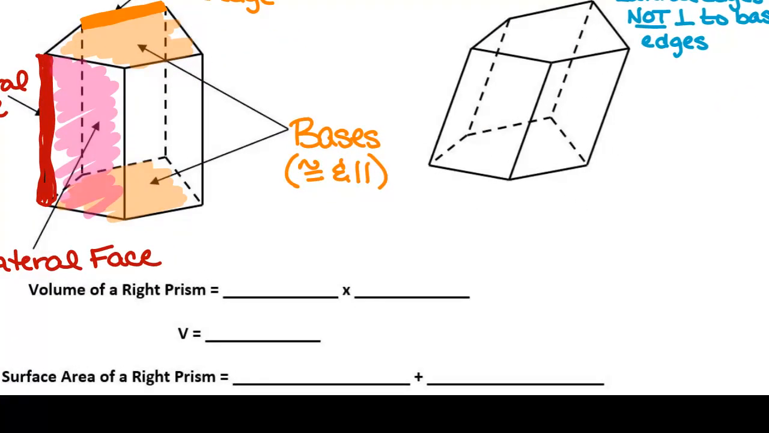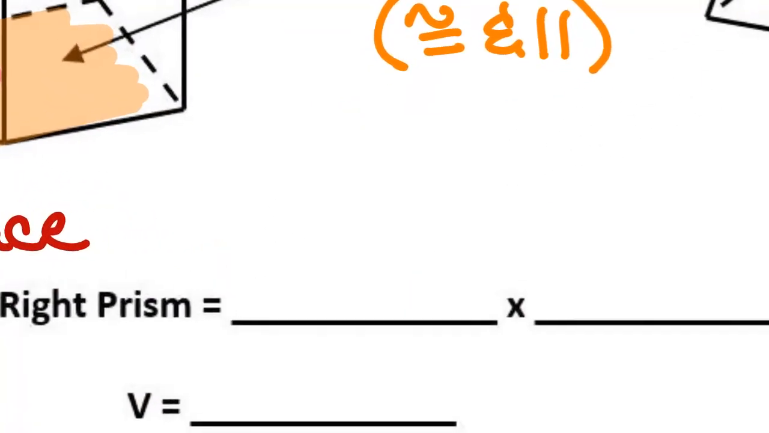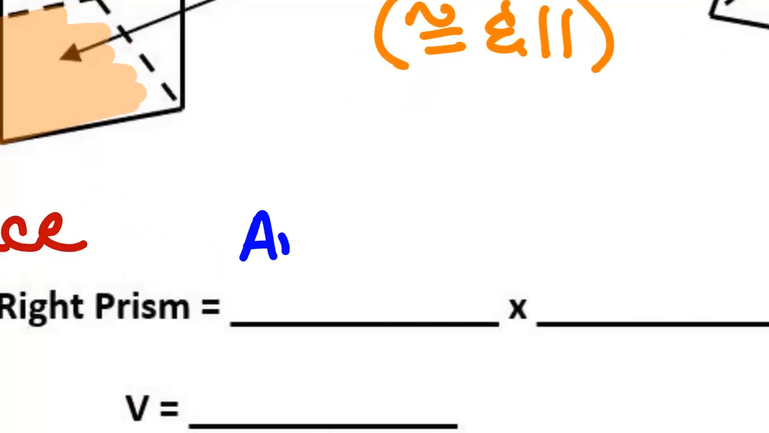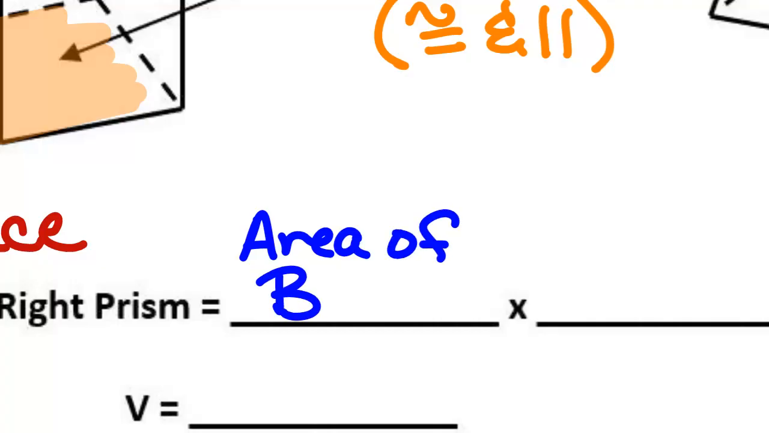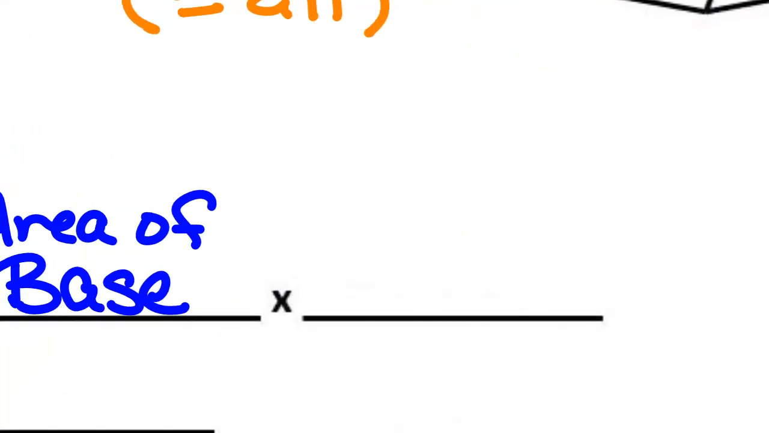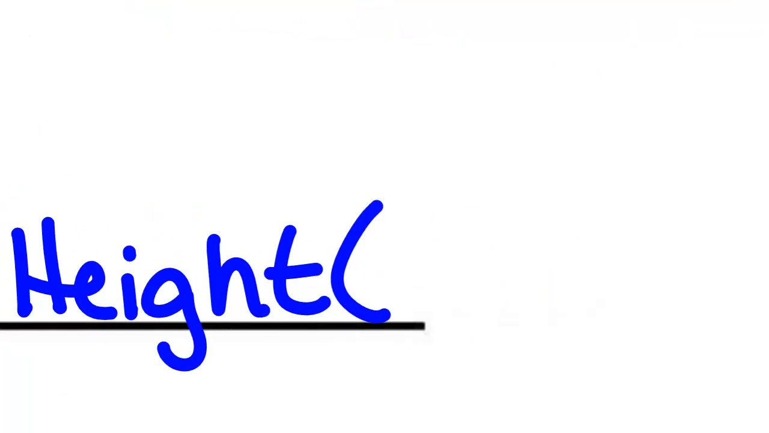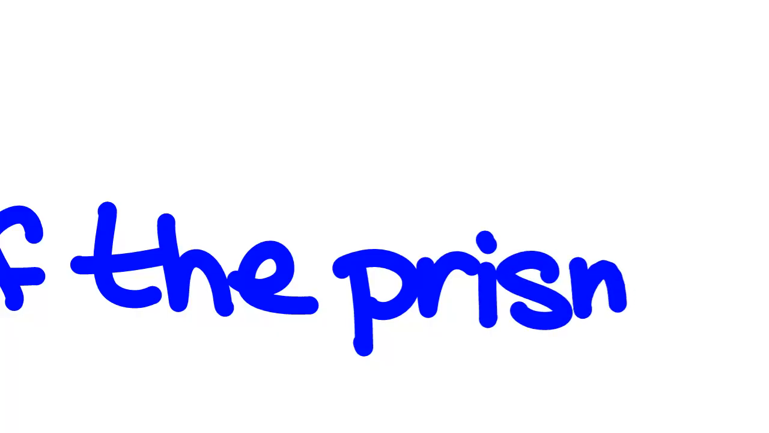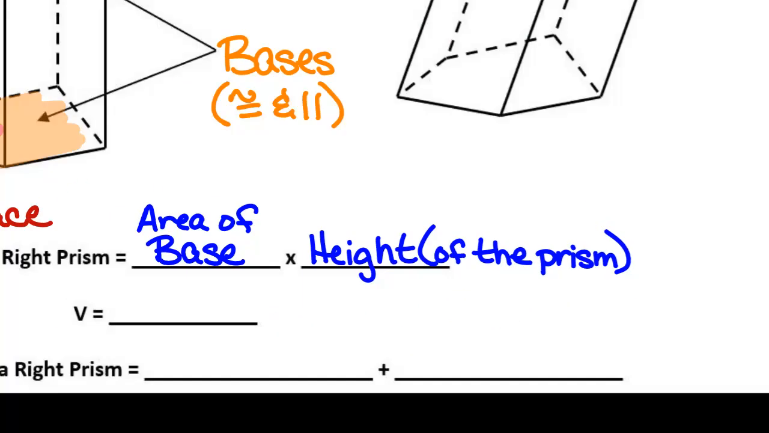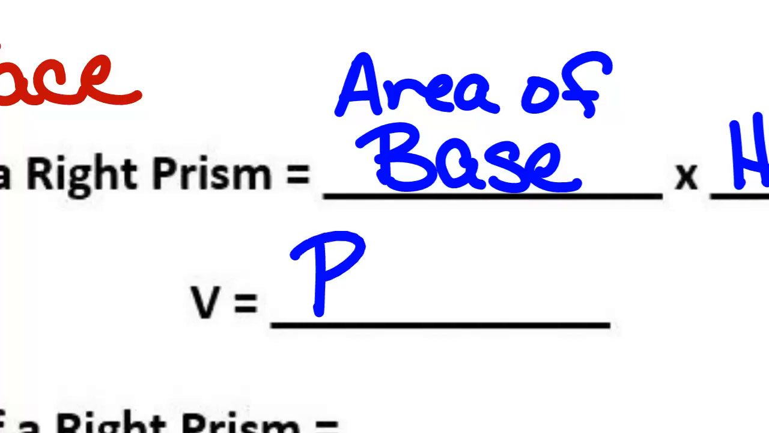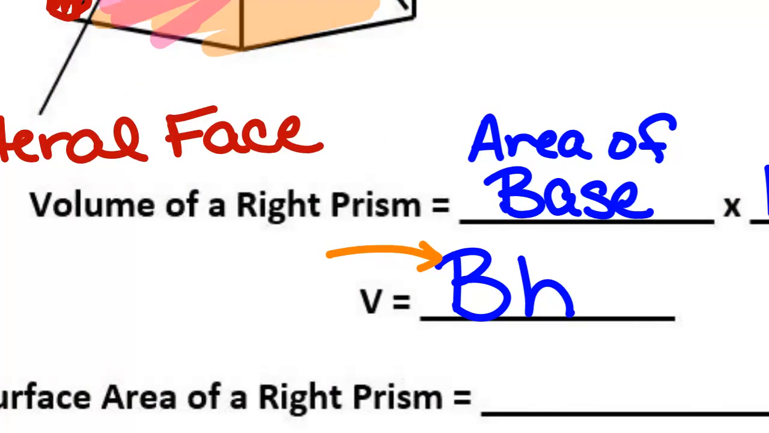The volume for a right prism, to find the volume, we do area of the base times the height of the prism. So we represent area of the base with a big capital B and then H for height.